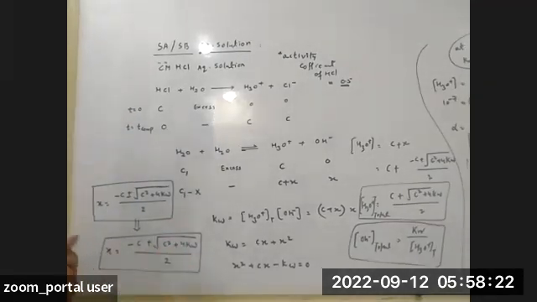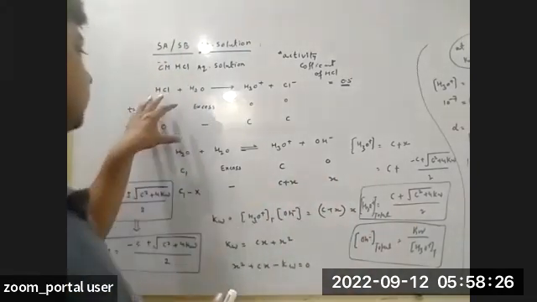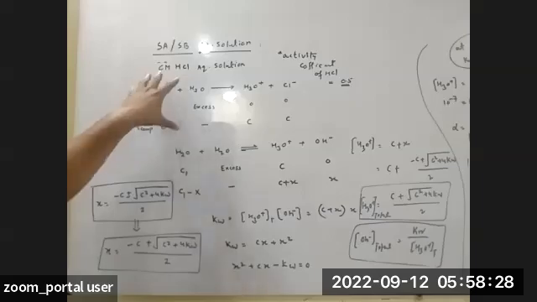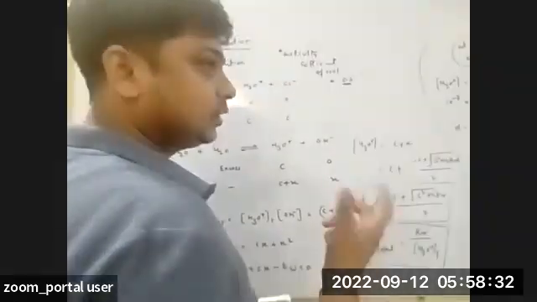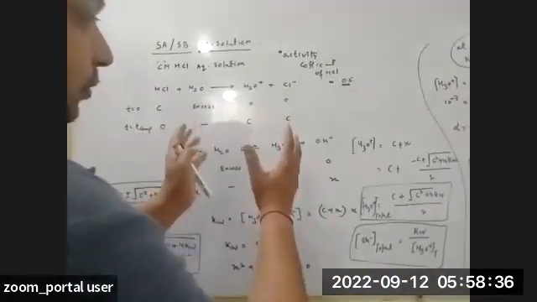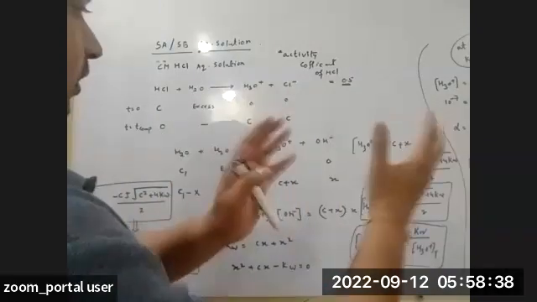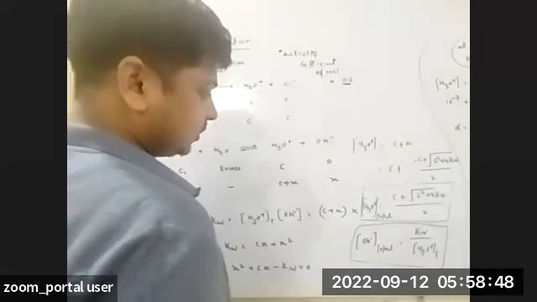You must remember one thing: if the H plus ion coming from a strong acid is greater than 10 to the power minus 6, then total H plus will be equal to H plus coming from the acid. You all must be knowing this fact. Yes or no? Yes.